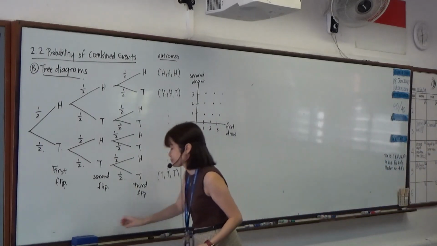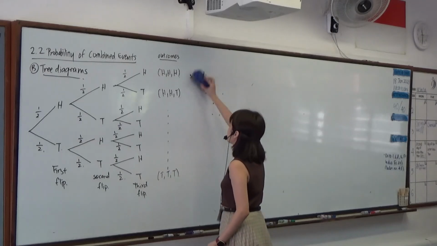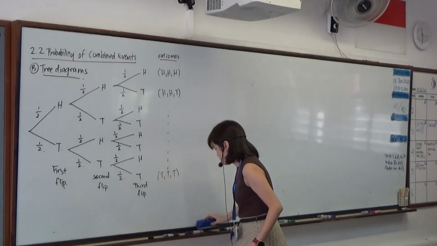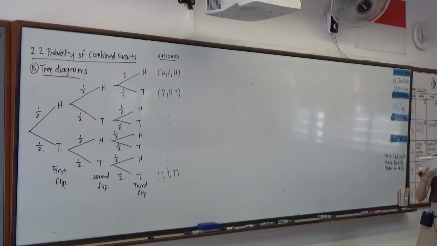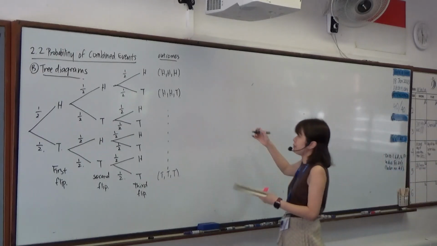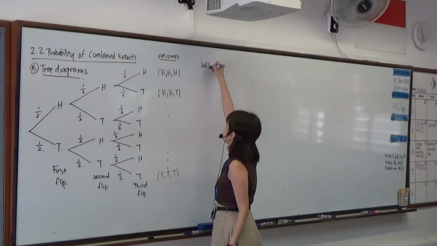Any questions at this juncture? Okay, so using this tree diagram, let's look at Worked Example 5.